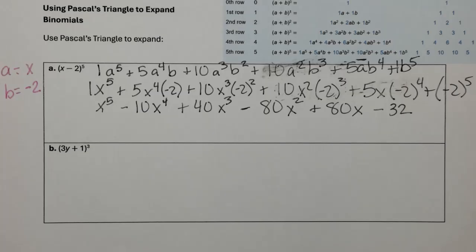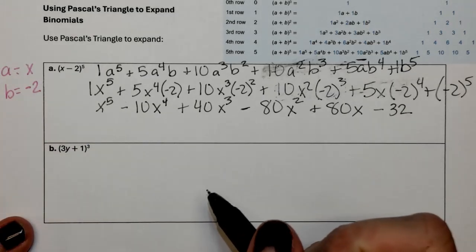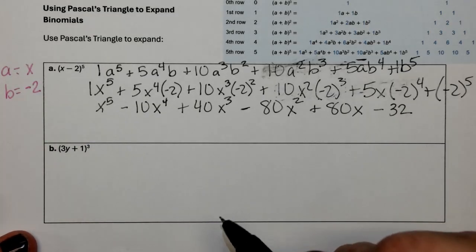Yes, that is crazy, I know. I feel you too. I don't know that I've ever taught this and people are like, oh, I love Pascal's triangle. Nobody likes it. But it is quicker than sitting here doing x minus 2 times itself 5 times. So it's definitely quicker than that.